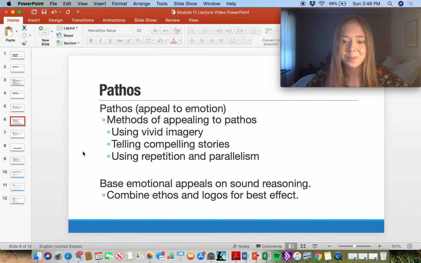And make sure your emotional appeals are based on sound reasoning. Again, you can't just go off an opinion, but if you're describing an image or describing something that actually happened, you're also using logos. So it's recommended that you combine that ethos and that logos for best effect and that pathos all together. Because if you don't, it can sound like you're just painting a picture of something that doesn't exist. And so you need to base that in fact and your own speaker credibility as well.